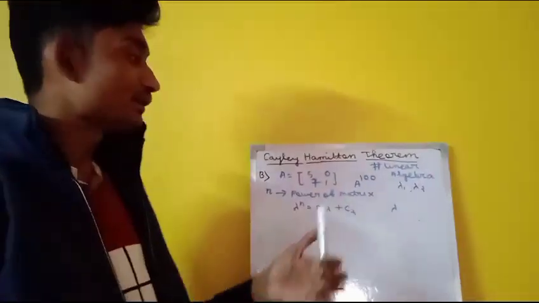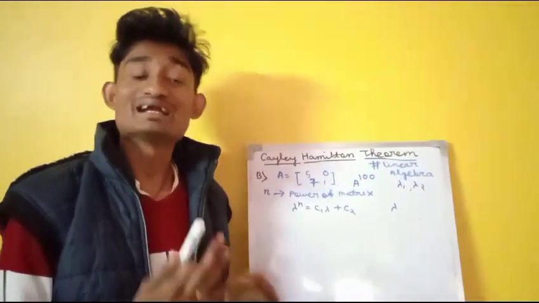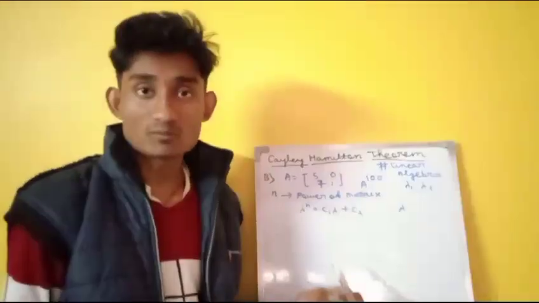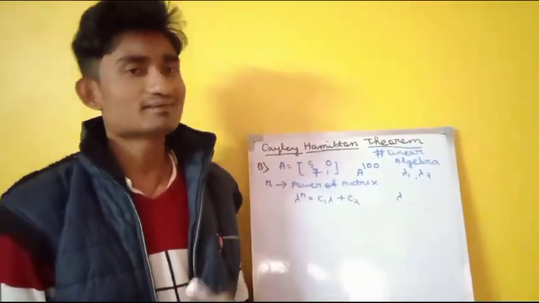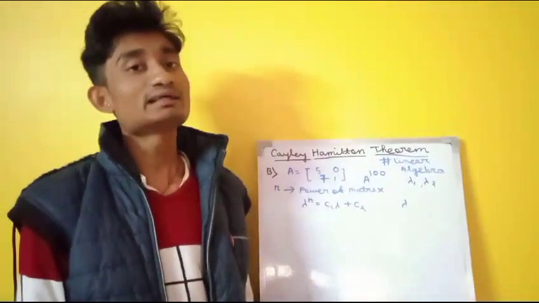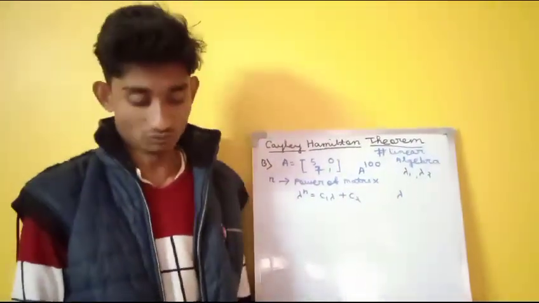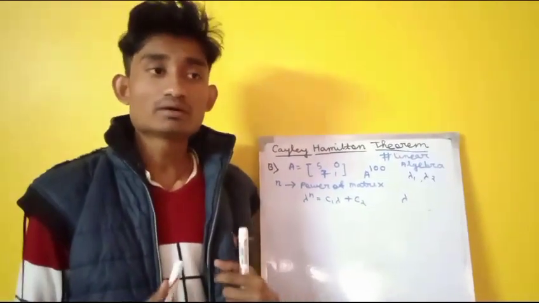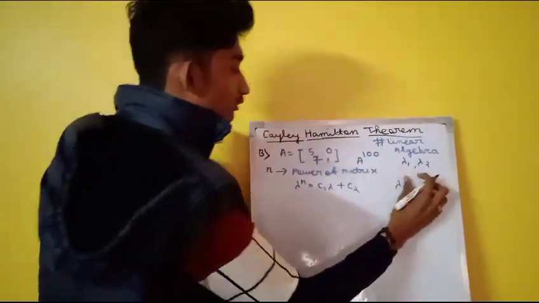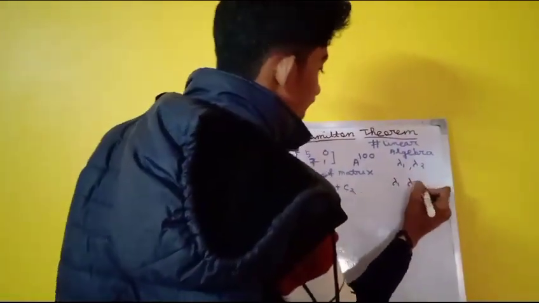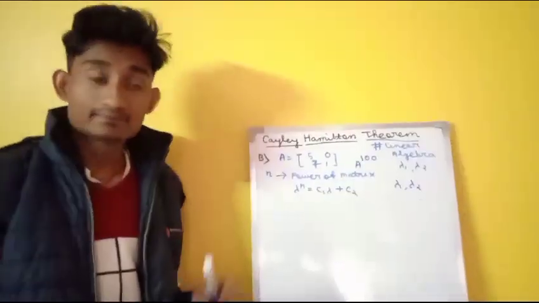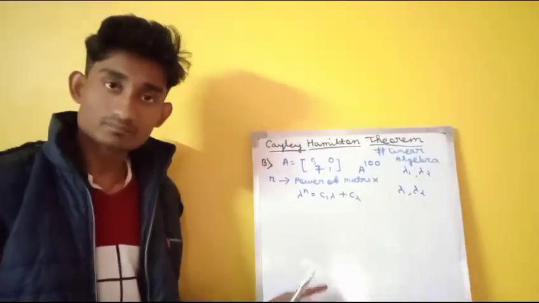So if lambda satisfies this equation, then obviously the matrix satisfies this equation. As I have told in the previous point, every square matrix satisfies its own characteristic equation. Whatever the eigenvalue is, you can write the matrix in place of the eigenvalue. So in place of lambda, we are going to write A. Let's say the eigenvalues of this matrix A are lambda 1 and lambda 2, and they satisfy this whole equation.